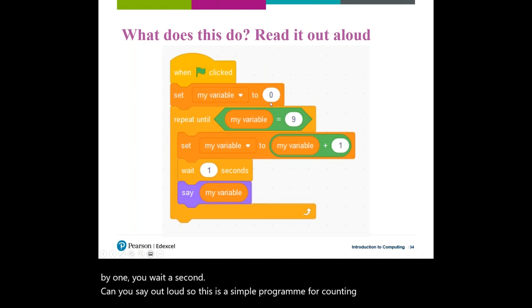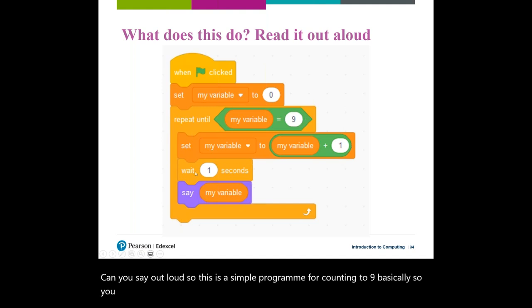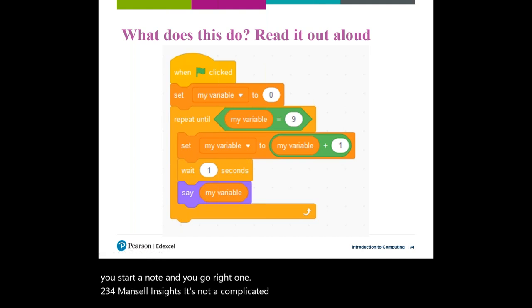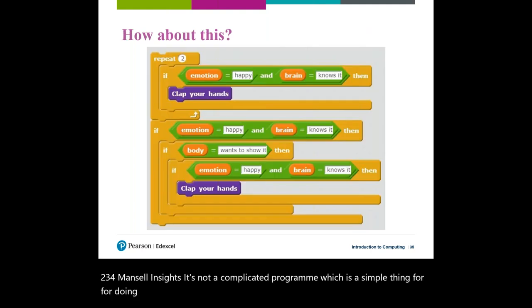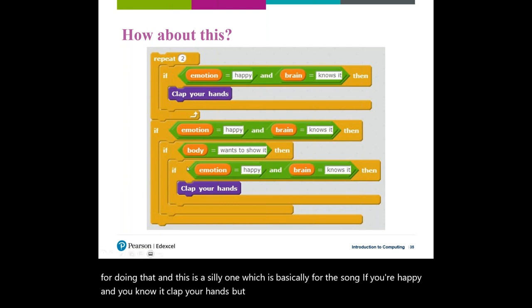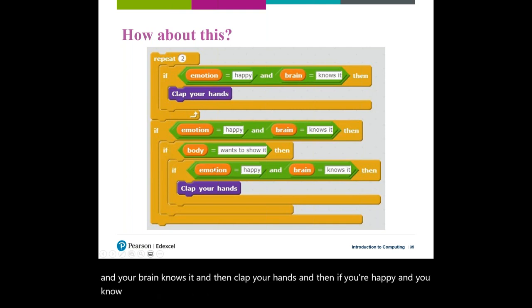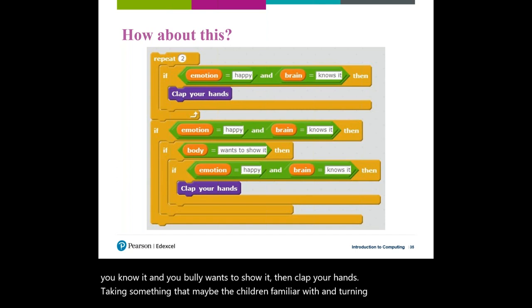So you start at 0 and you go right 1, 2, 3, 4, and so on. So it's not a complicated program, it's just a simple thing for doing that. And this is a silly one, which is basically for the song, if you're happy and you know it, clap your hands, but put in Scratch format. So if emotion is happy and your brain knows it, then clap your hands. And then if you're happy and you know it and your body wants to show it, then clap your hands. So it's taking something that maybe the children are familiar with and turning it into a Scratch language.